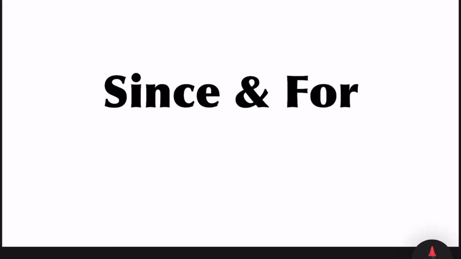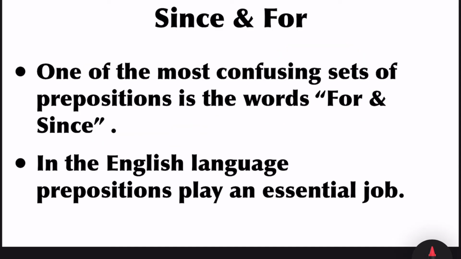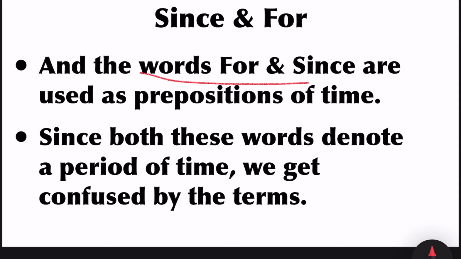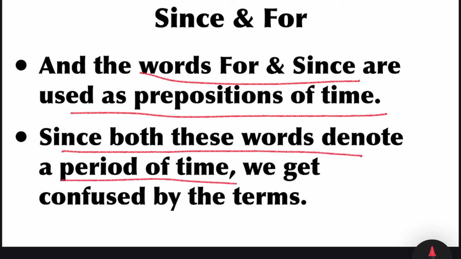In today's class, we are going to discuss two important prepositions, since and for. What is the difference between since and for? One of the most confusing sets of prepositions is the words for and since. In the English language, prepositions play an essential job. And the words for and since are used as prepositions of time. Since both these words denote a period of time, we get confused by the terms.